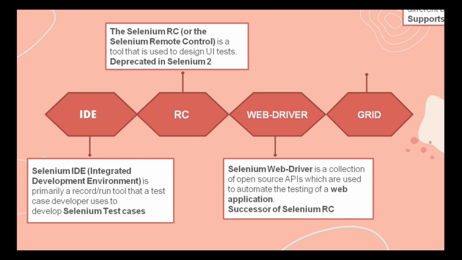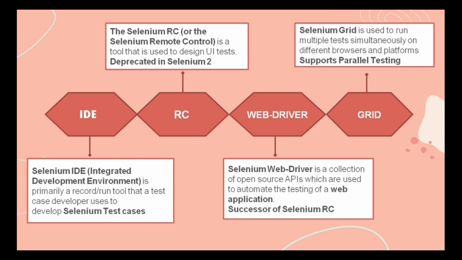The next component is Grid. The Selenium Grid is used to run multiple test scripts simultaneously on different browsers and platforms. And it supports parallel testing. What is parallel testing? I explained in the previous slide. So because of Grid, Selenium supports parallel testing. So these are the 4 components in Selenium.